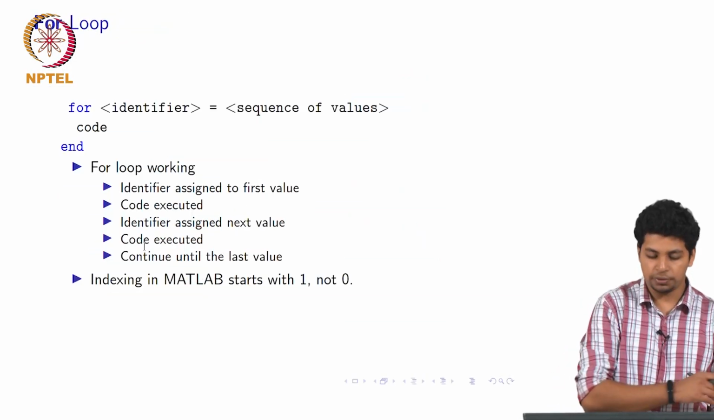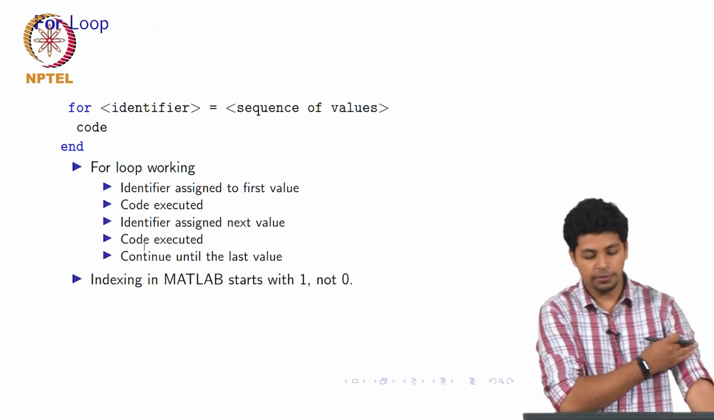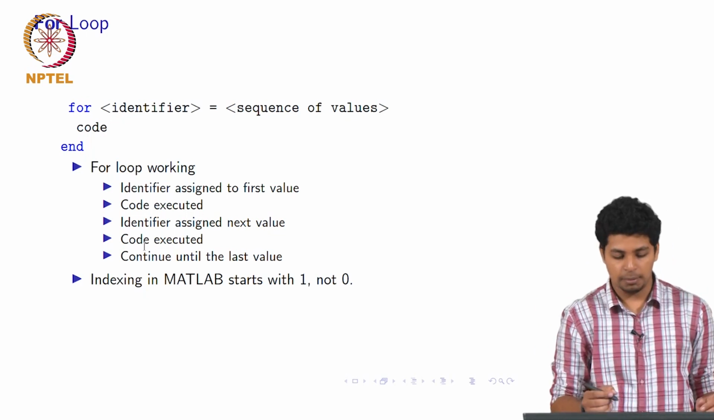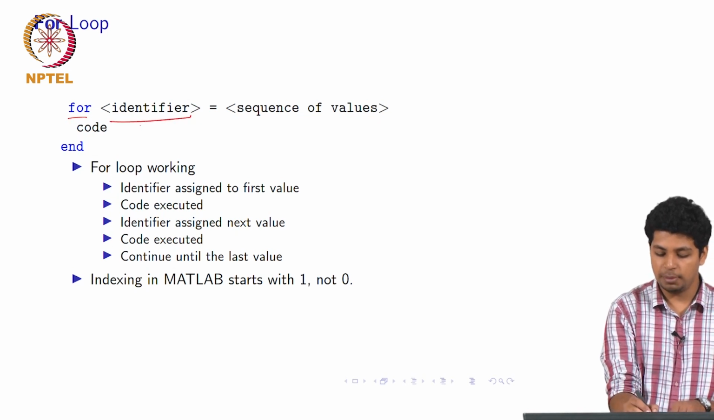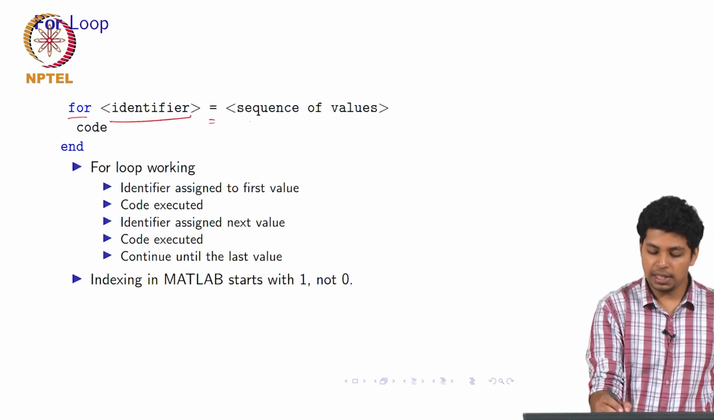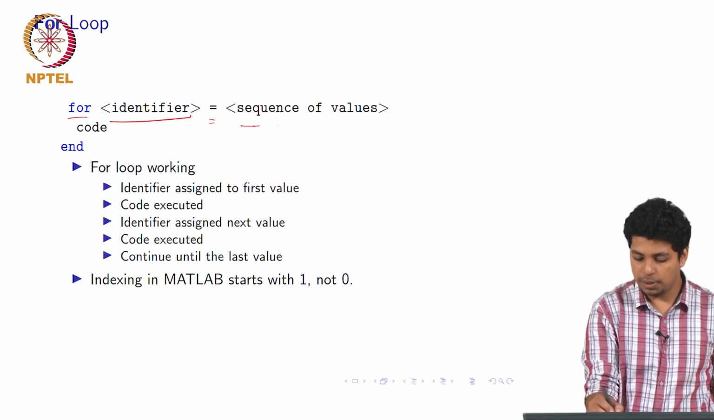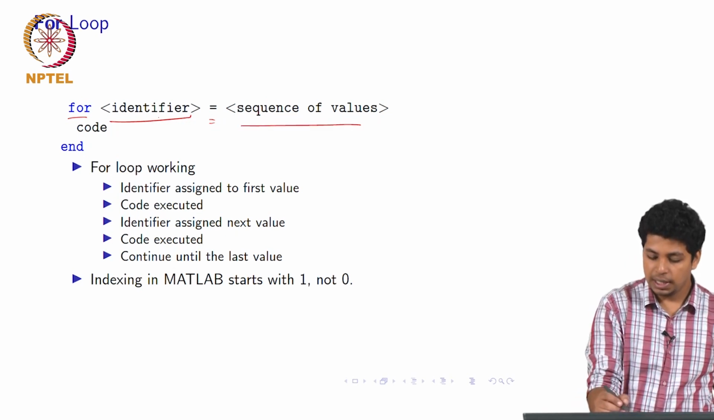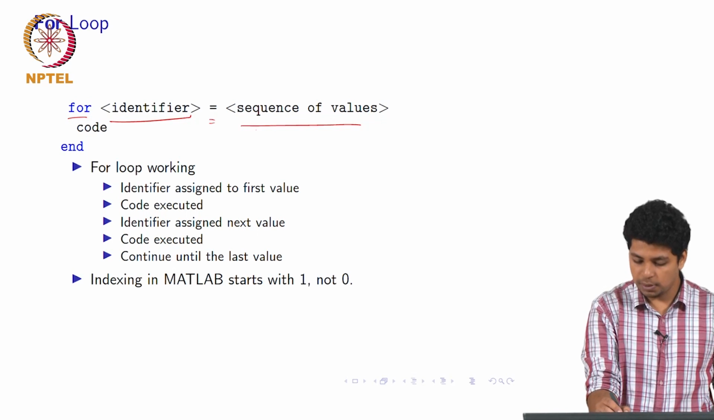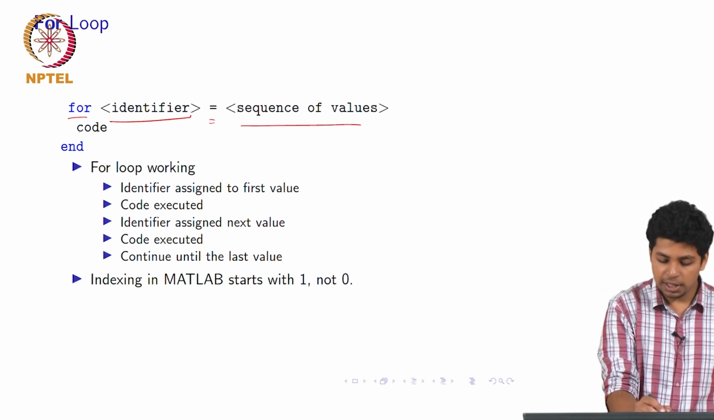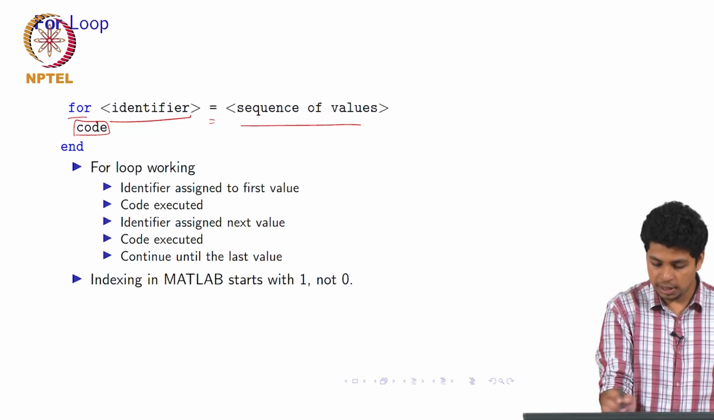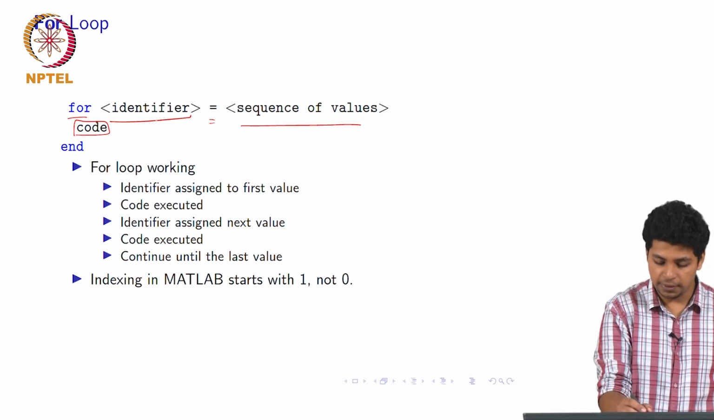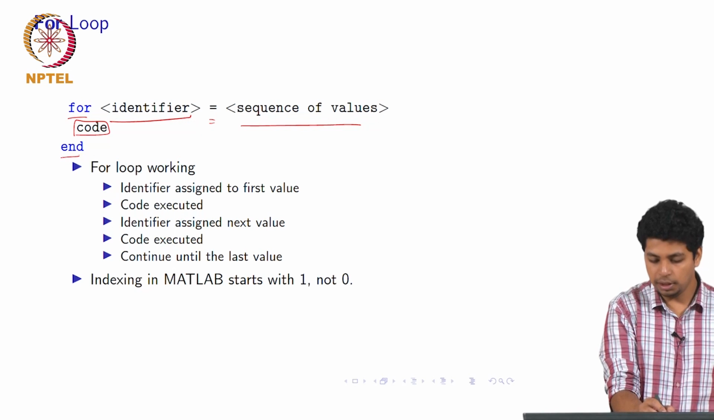Now we will discuss the for loop, and the way a for loop is written in MATLAB is we write for, we put the variable identifier here, and then we assign it a sequence of values. So what happens is, this variable takes all values within this sequence of values, and it executes the code till each value is assigned to the identifier, and then it will just exit the for loop.